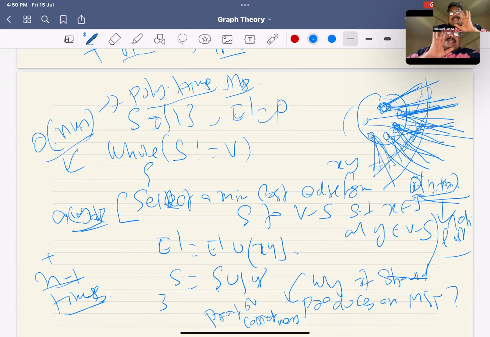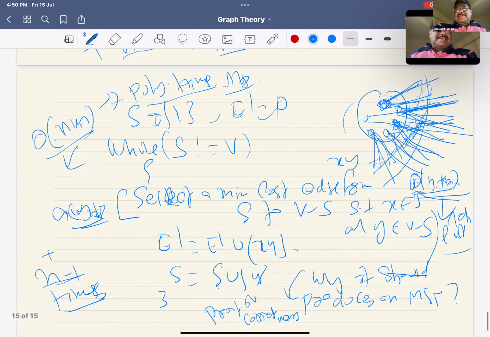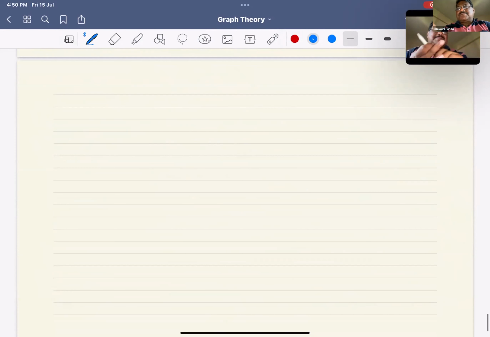But the proof of correctness is still pending. We'll see a generic proof. This is basically Prim's algorithm. Is the algorithm clear to you or not? Let me take one more example, and you should now tell me which edges I should pick.